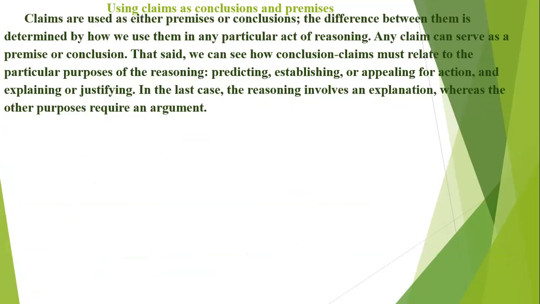Claims are used as either premises or conclusions. The difference between them is determined by how we use them in any particular act of reasoning. Any claim can serve as a premise or conclusion. That said, we can see how conclusion claims must relate to the particular purposes of the reasoning: predicting, establishing, or appealing for action, and explaining or justifying. In the last case, the reasoning involves an explanation, whereas the other purposes require an argument.